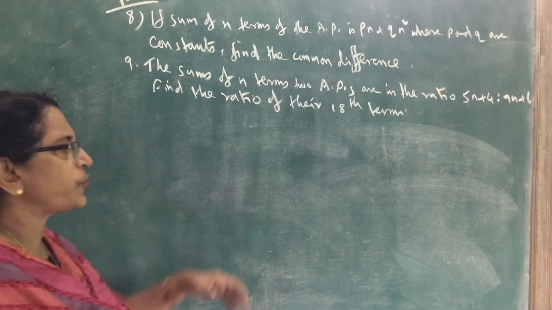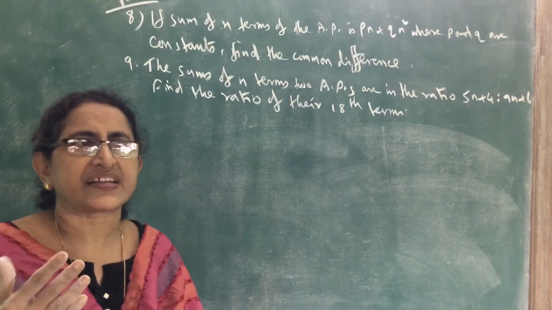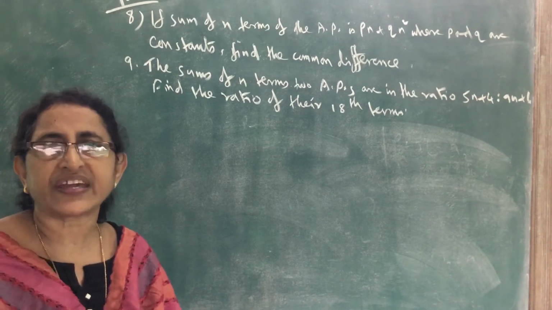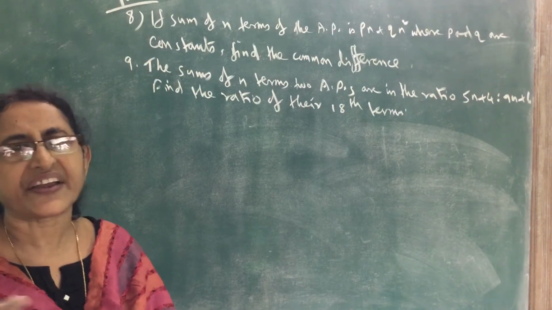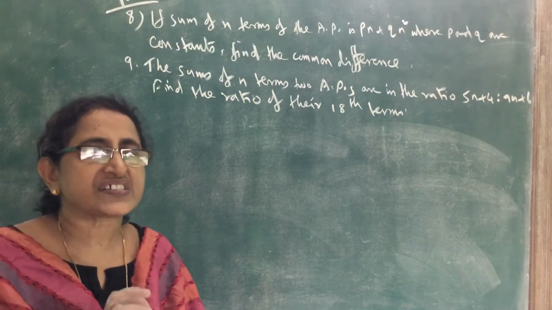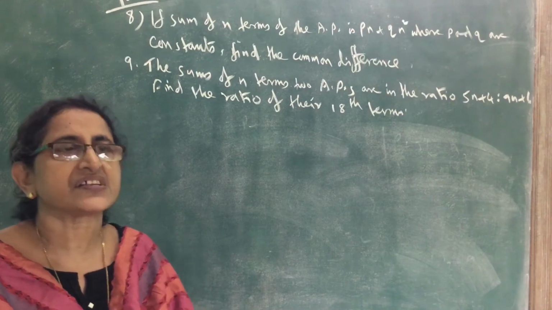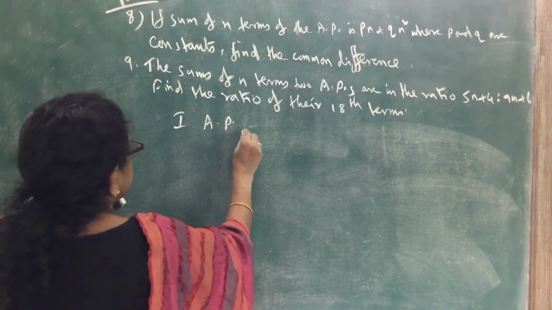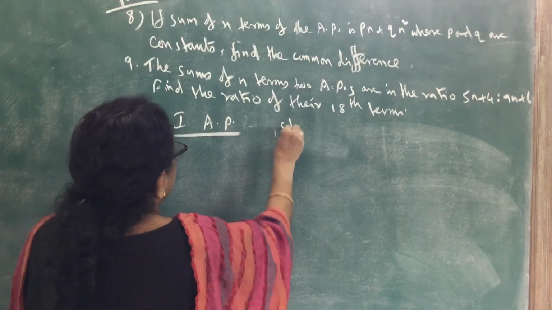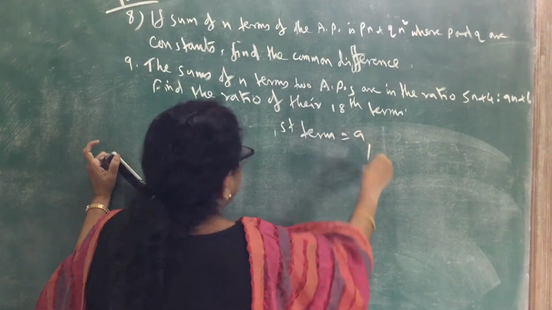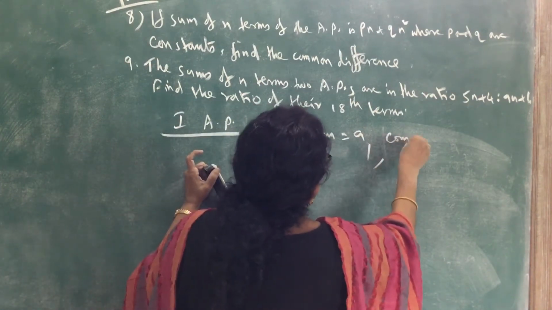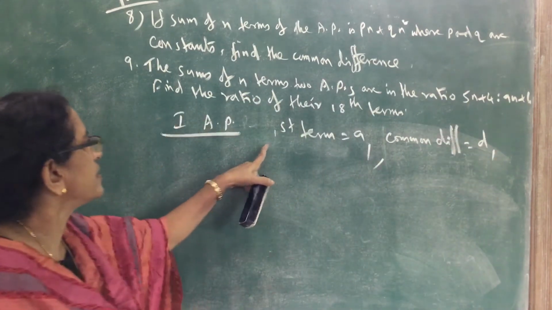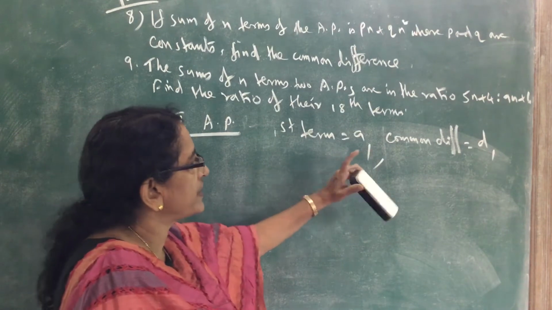Sum of n terms of two APs. When we consider two arithmetic progressions, we have to take the first AP. The first term and common difference are different for the two different APs. So we consider the first AP, with first term A1 and common difference D1.